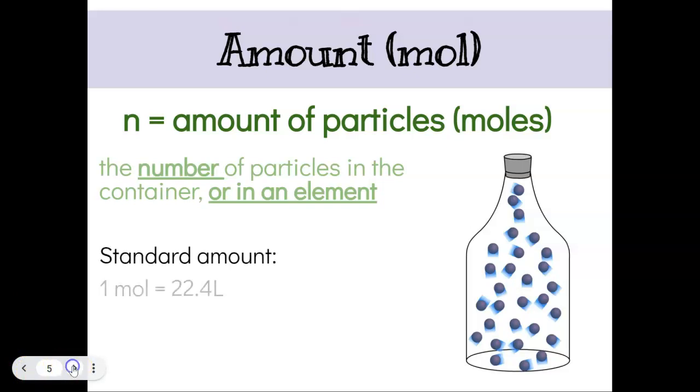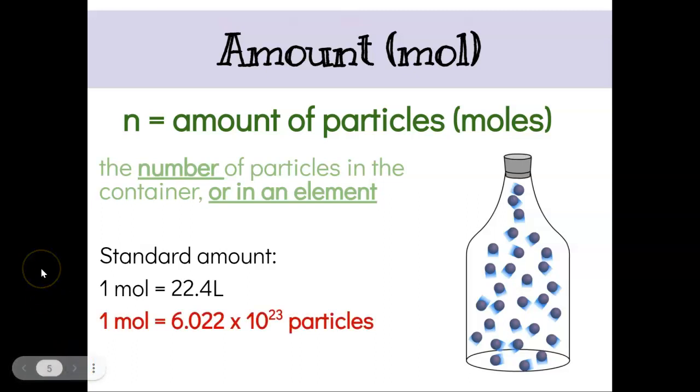So in a standard amount, 1 mole is equal to 22.4 liters, that's the measurement of volume, or 1 mole is equal to 6.022 times 10 to the 23rd particles, and that is Avogadro's number. Okay, so this is going to be a number that you have to remember. Go ahead and commit it to memory.